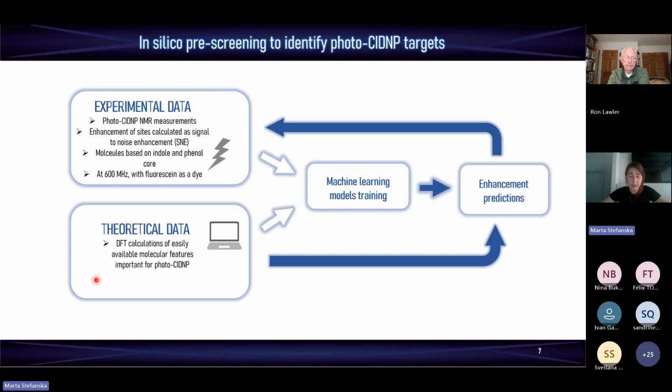And now for theoretical data, I performed DFT calculations of molecular properties that are actually important for photo-CIDNP, which are very easy to do even on a standard computer without access to any cluster. And I used both of these sets of data, experimental and theoretical, as input for my machine learning models to train and then to be able to predict photo-CIDNP enhancement based on theoretical input.